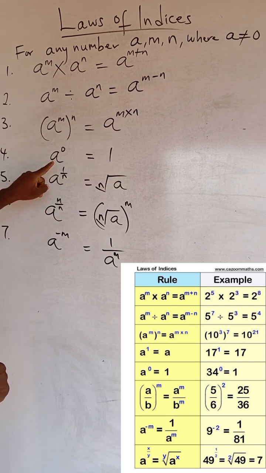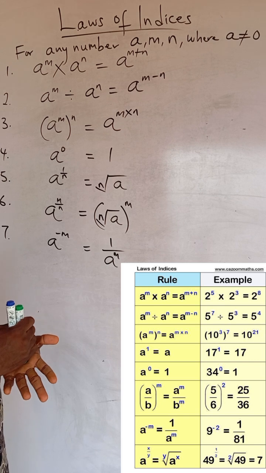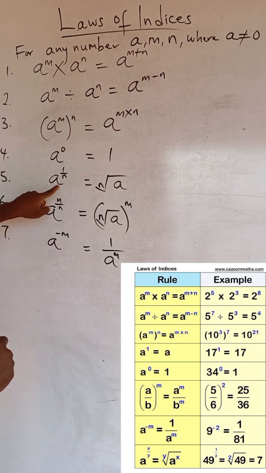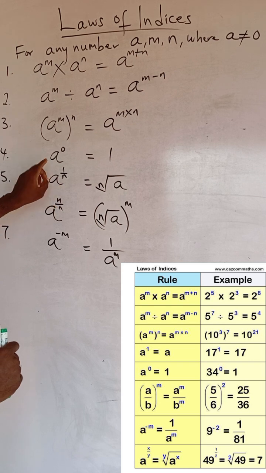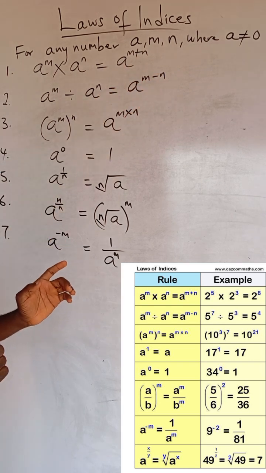Now you have the zero index. When you have any value raised to the power of 0, it's going to be equal to 1. If it is a positive value, it is going to be positive 1. If it is a negative value, it's going to be negative 1. Please, that value must not be equal to 0. That is why we began that a is not equal to 0.